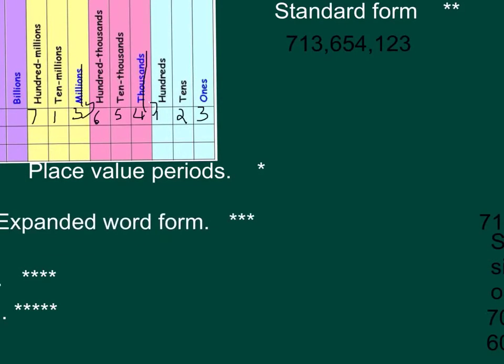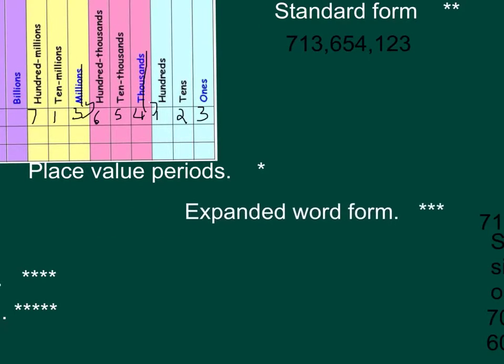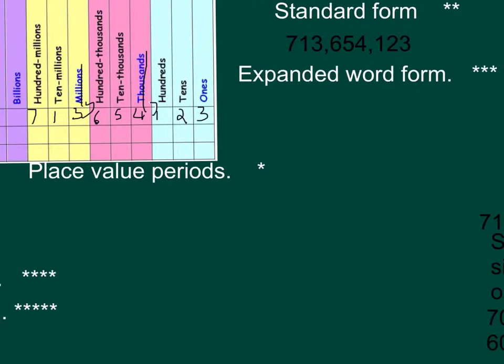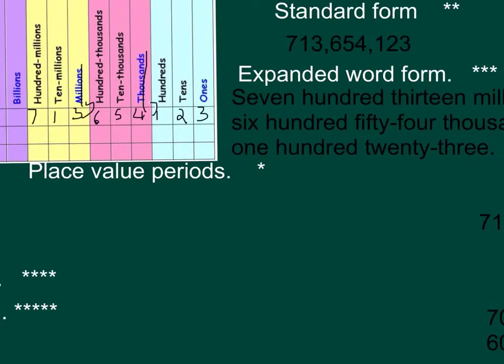Another way that we've got is expanded word form. All that means is that we take all the words that we would say when reading this number and spell out every word. So real quick, let's say this number together. 713,654,123. Now for expanded word form, we would spell out every one of those words. That's what we would have.